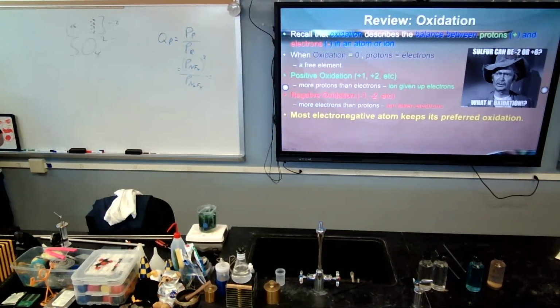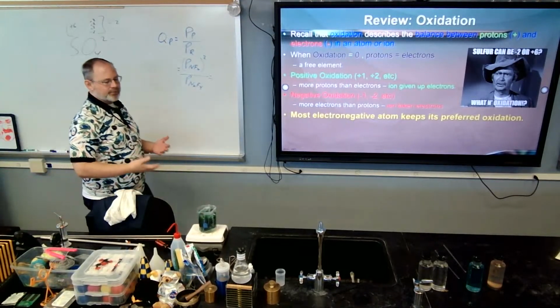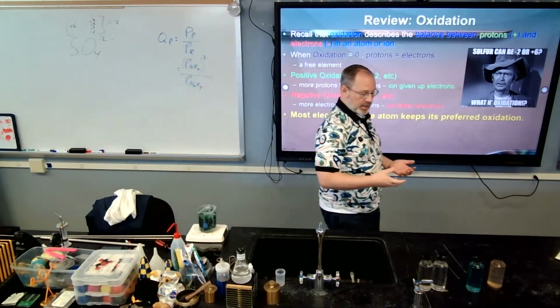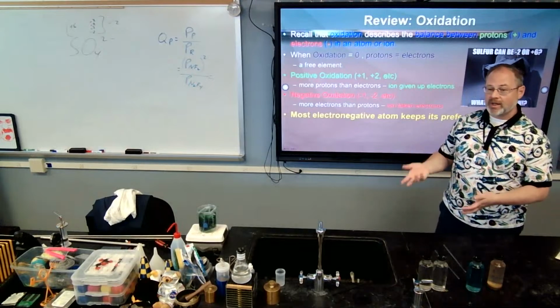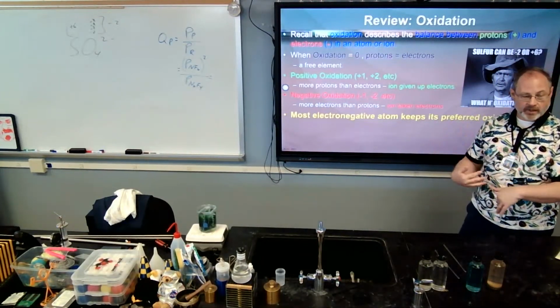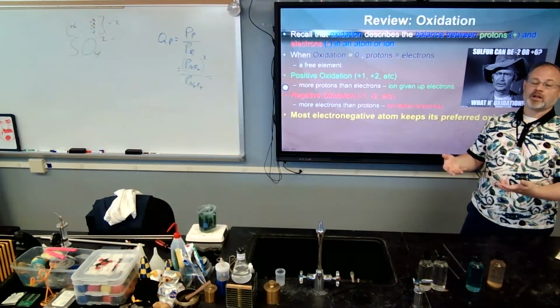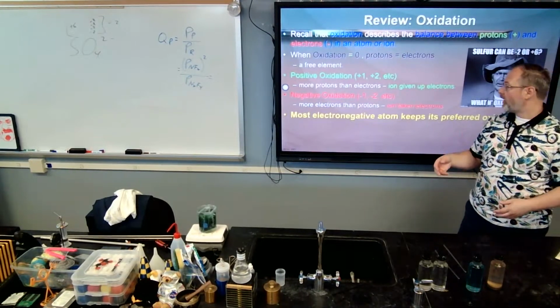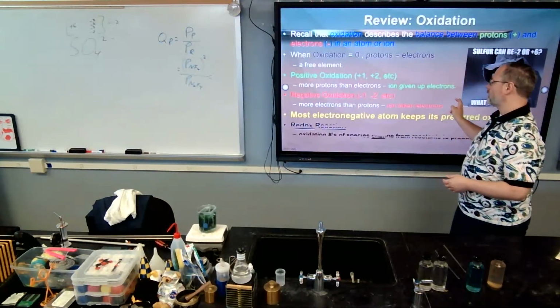Cool. Now, when you have 2 elements of varying activity, they're going to exchange electrons until the more active element becomes an ion and the less active element becomes a solid. And that's the basis for electrochem.